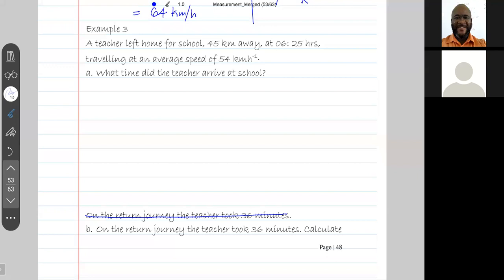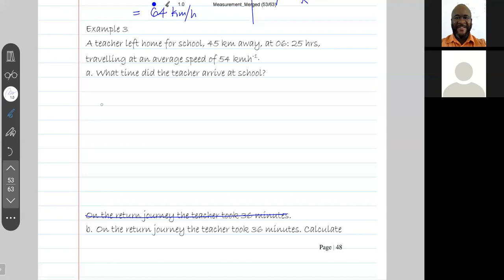All right, so let's dive into example 3. Example 3 says a teacher left home for school 45 kilometers away at 06:25 hours. So that is 25 minutes past 6, and that's in the morning, traveling at an average speed of 54 kilometers per hour. What time did the teacher arrive at school? So in a situation like this, the first thing I would need to do is calculate the time it took the teacher to get to school.